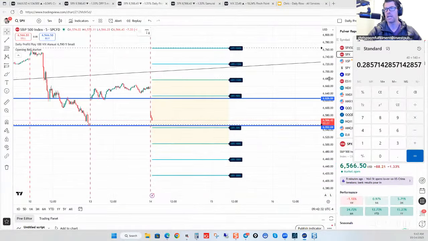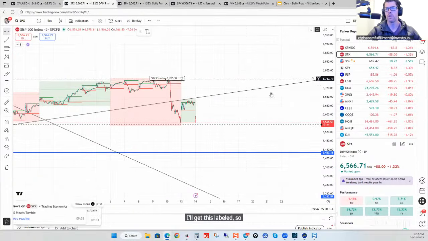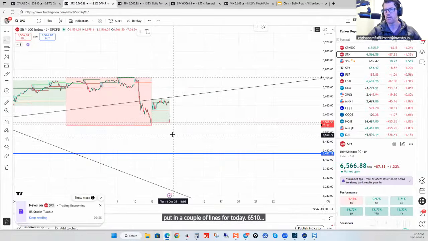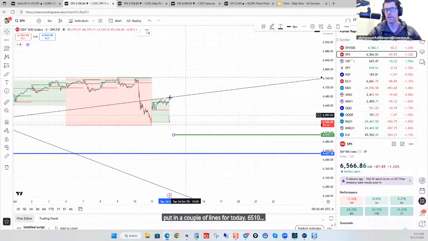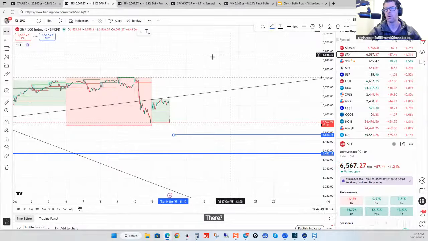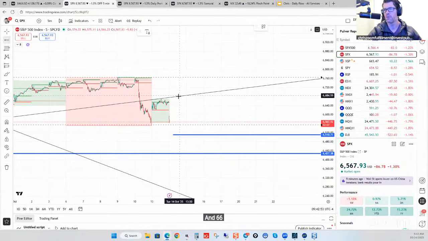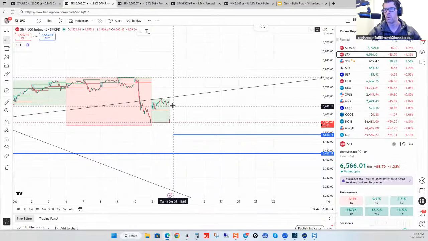I'll get this labeled. So price action here. Put in a couple of lines for today. 65.10 there. And 66.35 there.